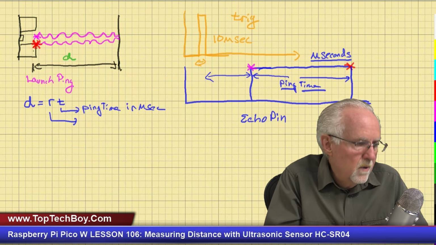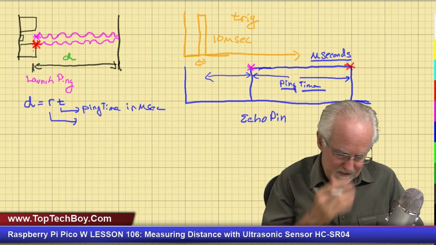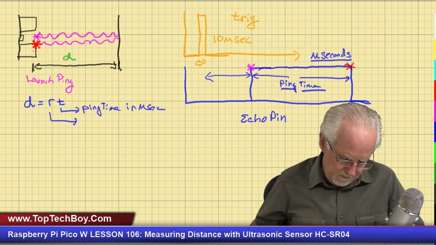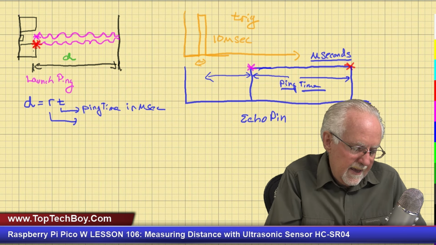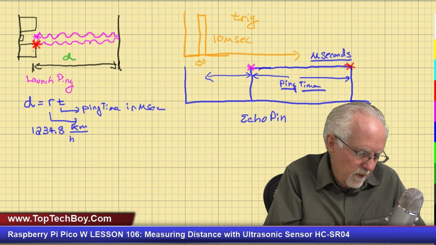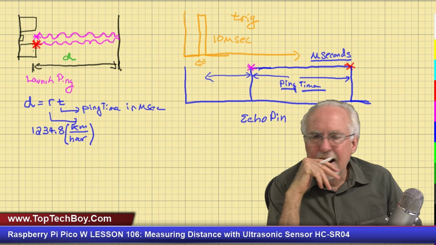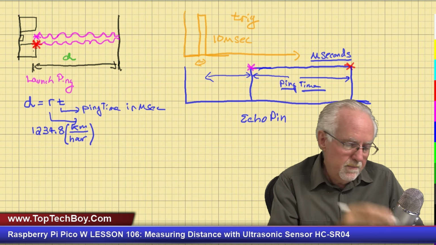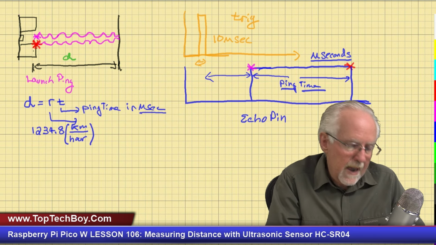Now, what do I know about the speed of sound? Well, I can't just go up and look at it in any old units, but what I can get is kilometers per hour, okay? And the speed of sound is 1,234.8 kilometers per hour, all right? Now, what is the problem? I don't want kilometers per hour. I want centimeters per microsecond.